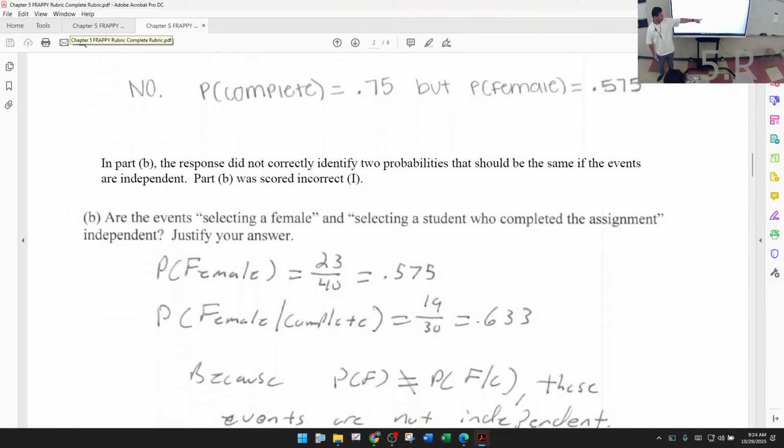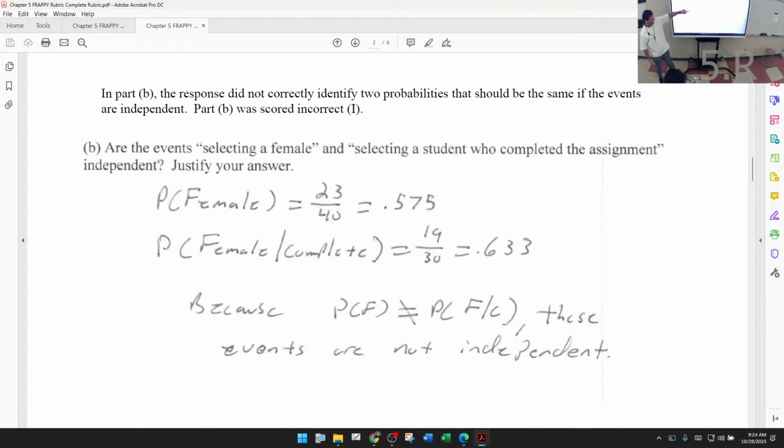Probability of female is equal to 23 out of 40, which is 0.575. Probability of female given complete is not the same as that, so the events are not independent. Good enough there, provided these two are right, which I think they are. Those have to be right. Everybody okay with that? Again, you can see how I'm doing this when I'm grading these.